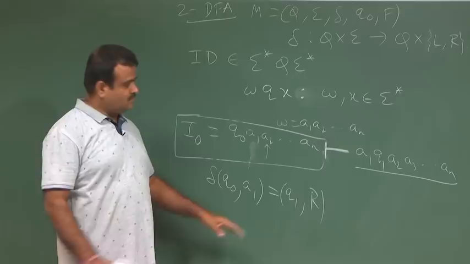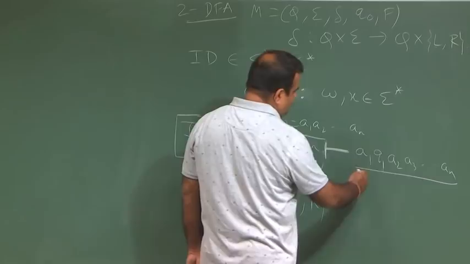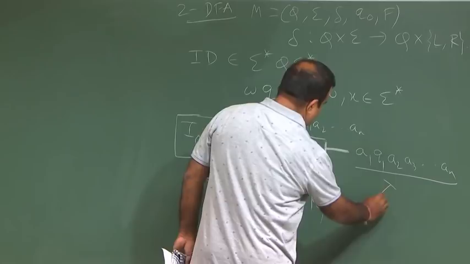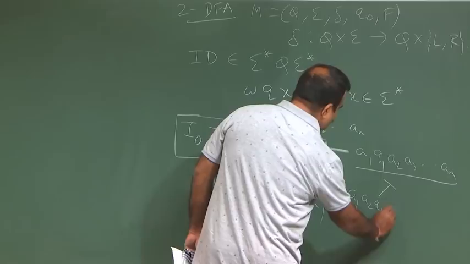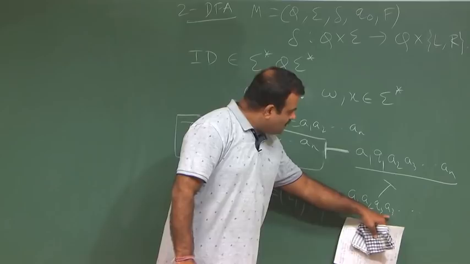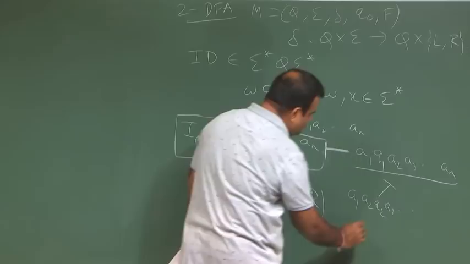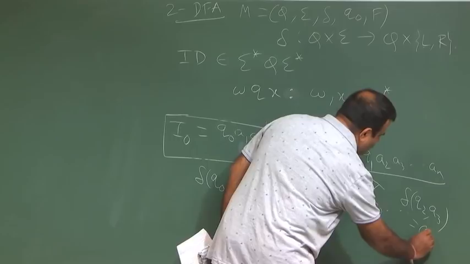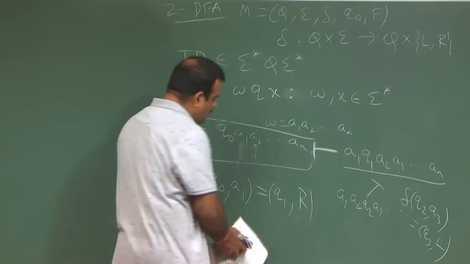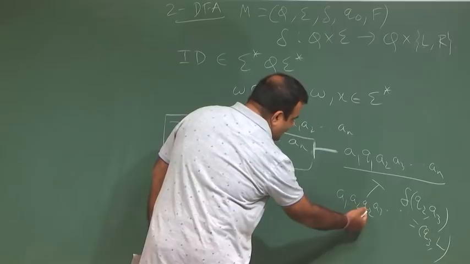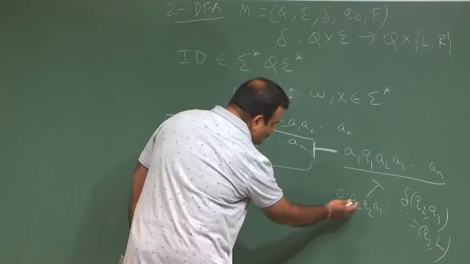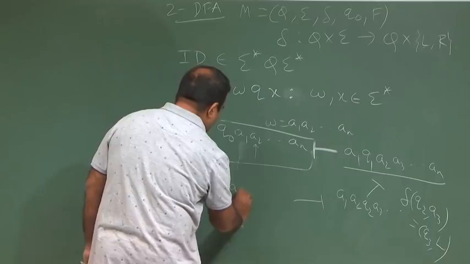Now, suppose in the next step it goes to Q2 and moves right, then it will be A1, A2, Q2, A3, like this. Again we have to read the symbol which is to the right of Q2. Now, suppose delta of Q2 gives Q3, but with a left move, so the head is pointing to the left. That means we have to read here, so the state will be placed here and the state is Q3. So, this will now go like this: A1, then Q3, A2, A3.